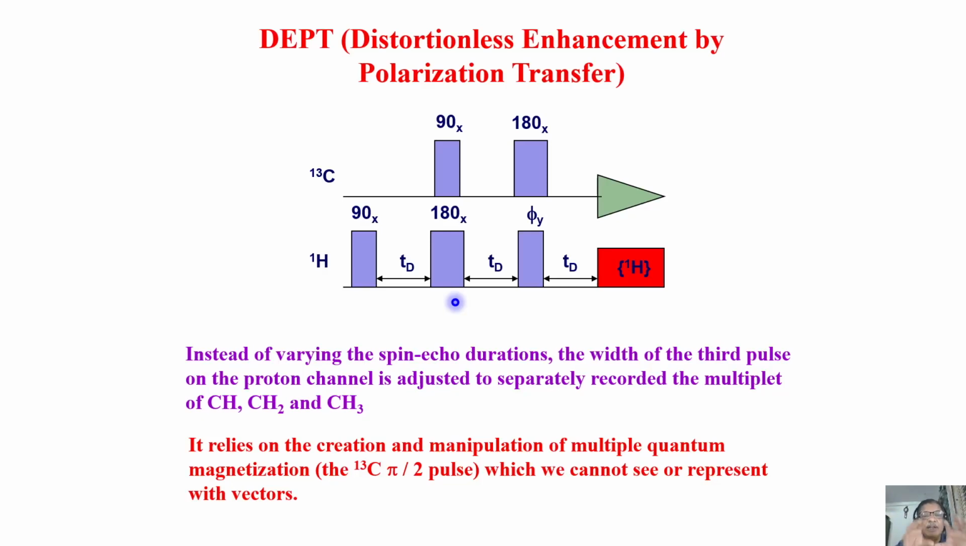Then what will happen? It is like robbing the rich and giving to the poor. Now the carbons which are less sensitive become more sensitive because they have more magnetization. The detection becomes much better. You can enhance the signal to noise ratio. There is a way to do that. This is a polarization transfer technique. Detailed discussion will follow. But at the moment, you understand this is distortionless enhancement by polarization transfer.